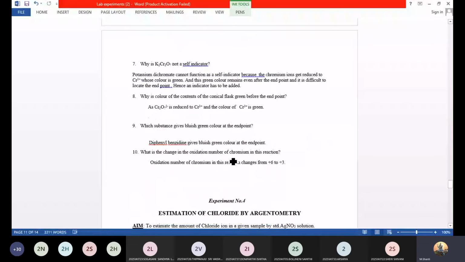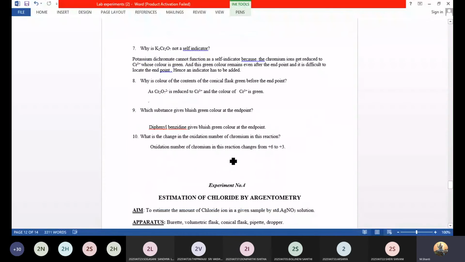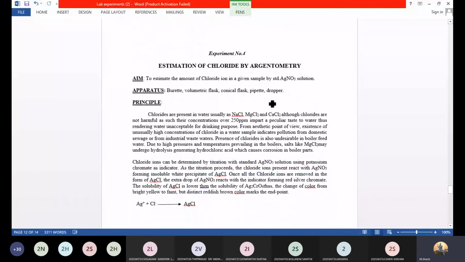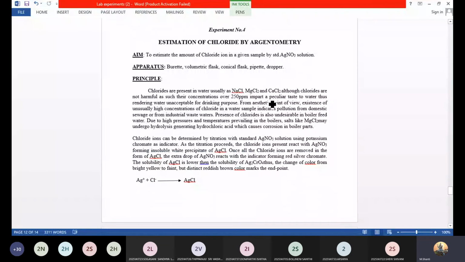Any doubts still here? Otherwise, I'll just conclude with the last experiment. Just go through them. We'll start with experiment 4. Yes, ma'am. So, coming to the last and fourth experiment.